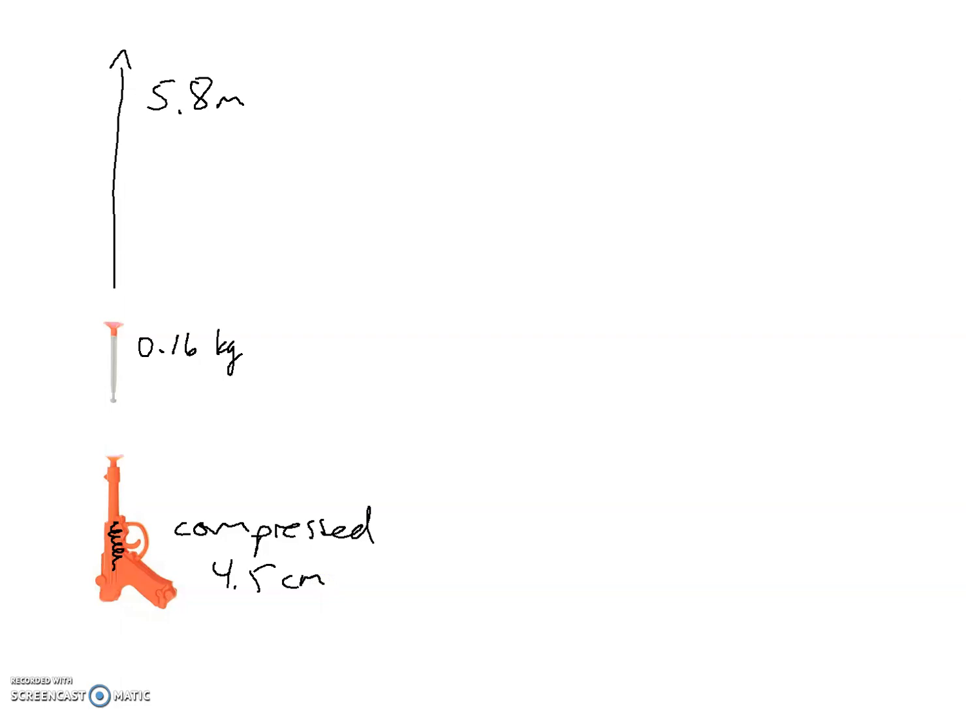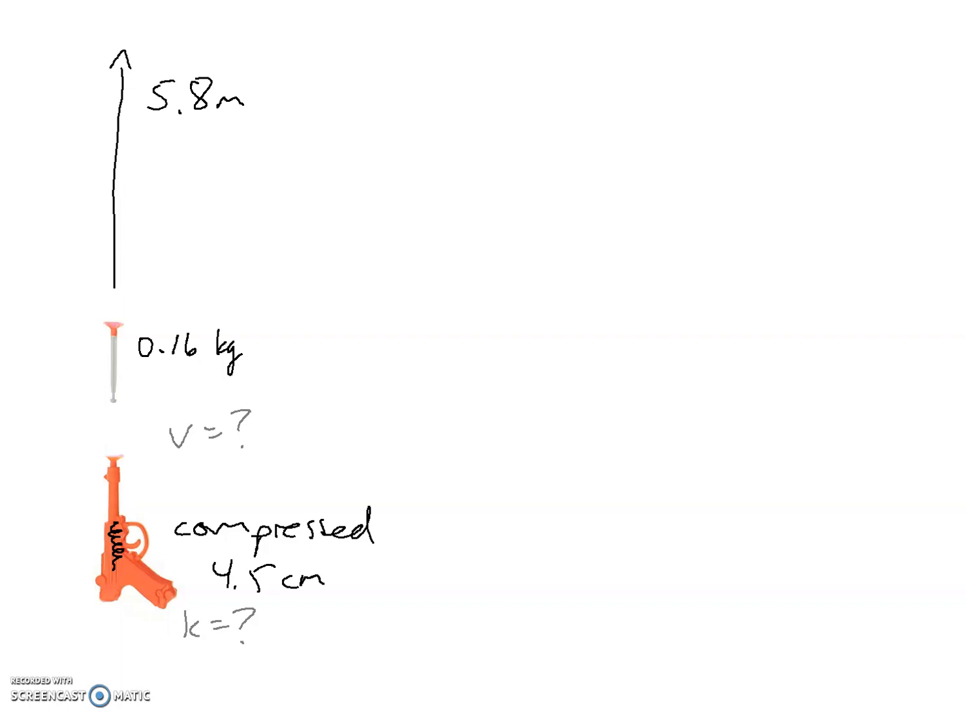Now we're going to find out a couple things. We are going to find out how fast the dart came out at, and we're going to find out the K value for the spring. Now, this is a basic energy type question. We have three types of energies involved.